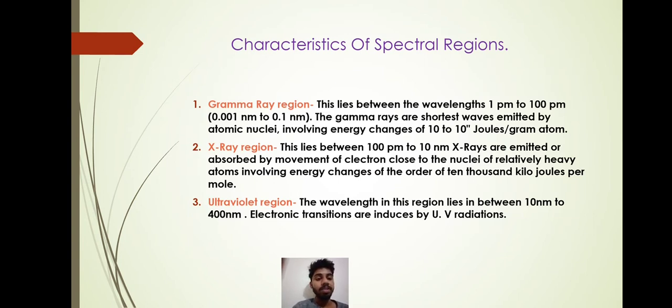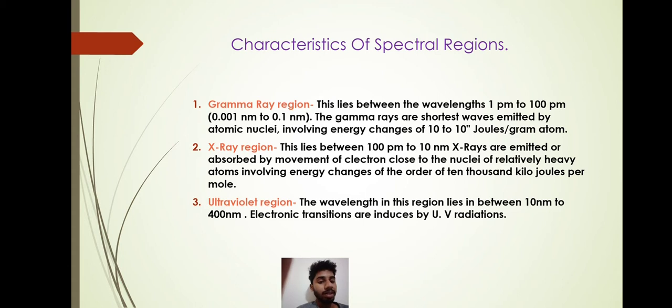First is gamma ray region. This lies between the wavelength of 1 picometer to 100 picometer. The gamma rays are the shortest waves emitted by atomic nuclei. They involve energy which is about 10 to 10 raised to 11 joules per gram atom. Next is X-ray region. This region lies between 100 picometer to 10 nanometer, and these rays are emitted or absorbed by movement of electron close to the nuclei of relatively heavy atom, and it involves energy changes variantly.